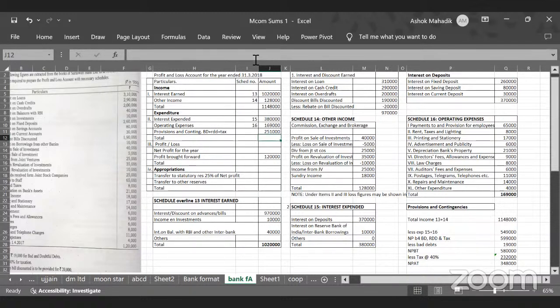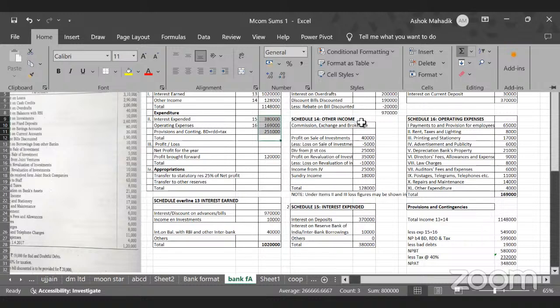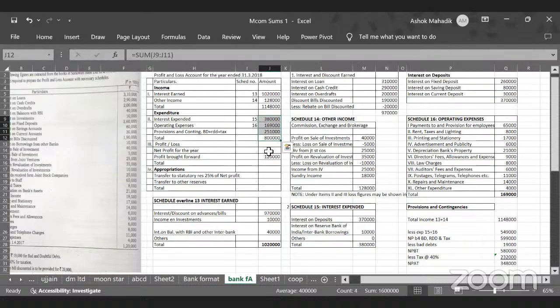2,51,000. Now total of these three items will be total expenses. Now how to get net profit? Total of income minus total of expenses. That will give you net profit, which will exactly match with our working notes profit. See, we are getting 348. Here also we are getting 348.